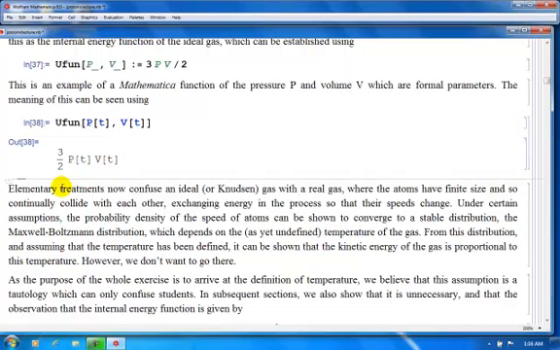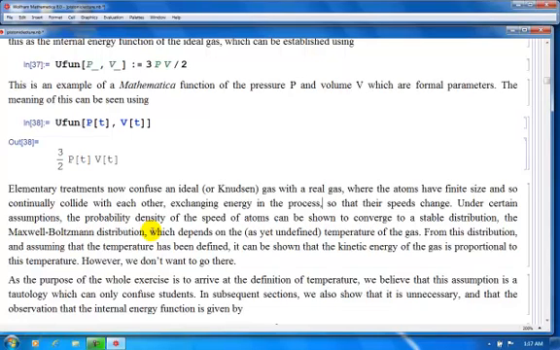Now, elementary treatments, or traditional treatments, I'd say, confuse an ideal, or Knudsen, gas with a real gas, where the atoms have finite size and so continually collide with each other, exchanging energy in the process, so that their speeds change. And under certain assumptions, the probability density of the speed of atoms can be shown to converge to a stable distribution, the Maxwell-Boltzmann distribution, which depends on the as yet undefined temperature of the gas. From this distribution, and assuming that temperature has been defined, it can be shown that the kinetic energy of the gas is proportional to this temperature.